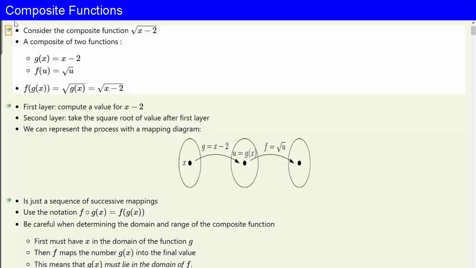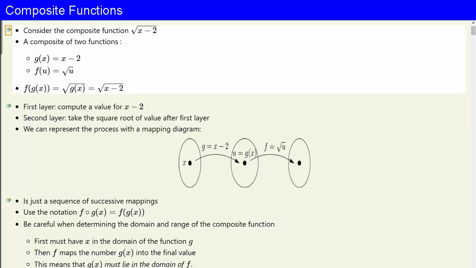In this lecture, we want to discuss composite functions. The best way to understand this concept and to appreciate its usefulness is to look at a simple example from pure mathematics. Consider the function square root of x minus 2. This is a composite of two functions given by the respective formulas g of x is x minus 2 and f of u is the square root of u.